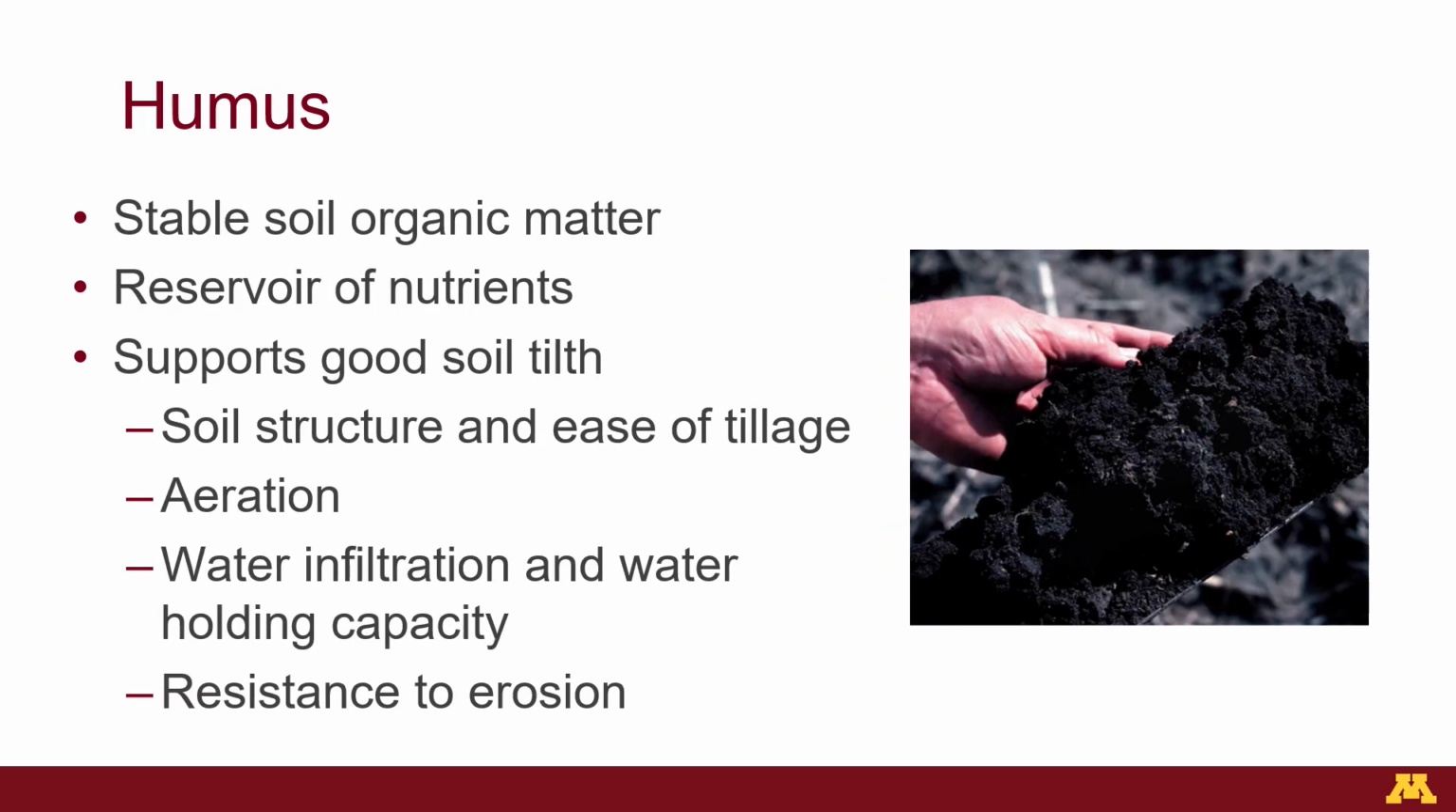Soil organic matter that is relatively stable is known as humus. Humus serves as a reservoir of nutrients in the soil, and its presence supports good soil tilth, a collection of properties including soil structure and ease of tillage, aeration, water infiltration and water holding capacity, and resistance to erosion.